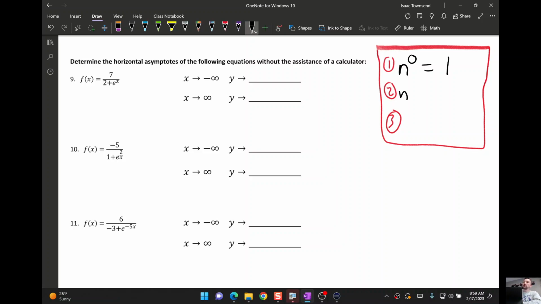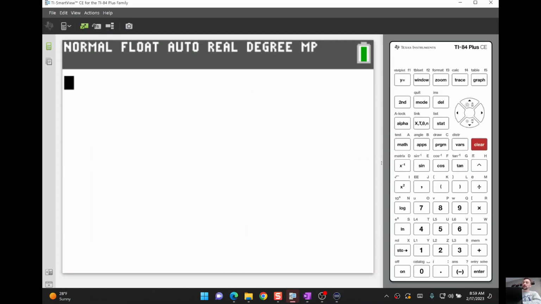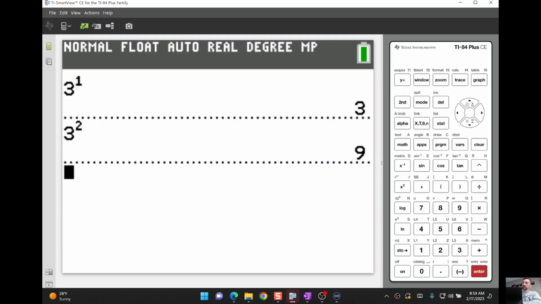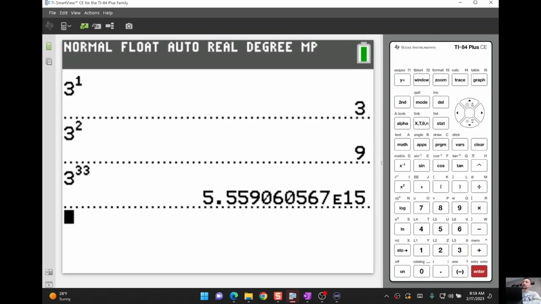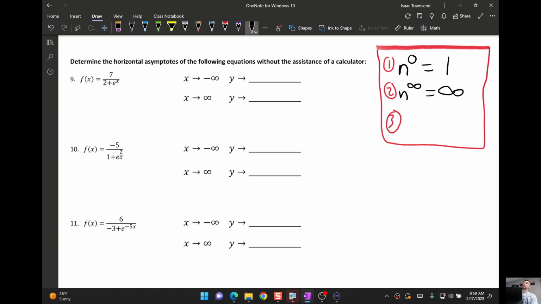What about if we have a number and the exponent just keeps getting bigger? What's going to happen to all of this? If we have a number and the exponent just keeps getting bigger, it's just going to keep getting bigger too, right? This is already an insanely big number. This is move the decimal to the right 15 times. So if you have a number whose exponent keeps getting bigger, that whole thing just keeps getting bigger. In other words, it heads towards infinity.